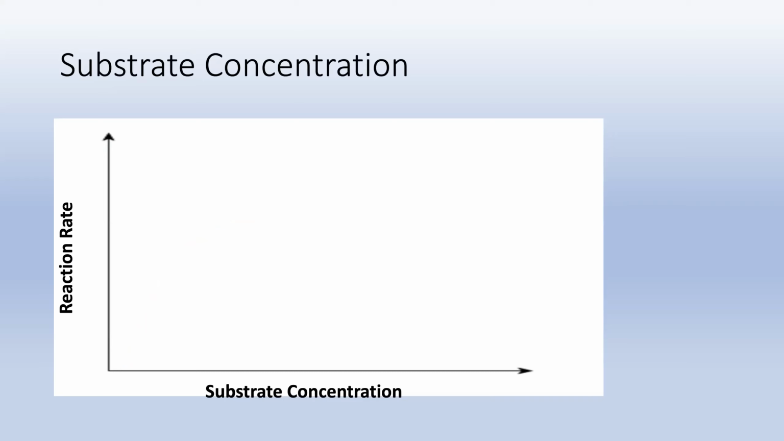Substrate concentration is very similar. If we increase our substrate concentration, we can also increase our reaction rate. So the more substrate you have, the more collisions that you're going to have with enzymes, which again, just like in the last slide, will cause your enzymes to become a limiting factor. Therefore, your reaction rate will level off.